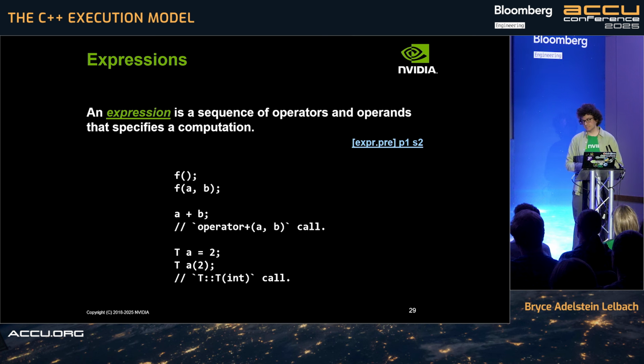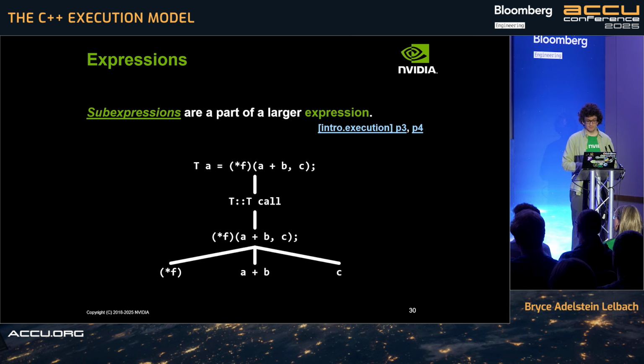So an expression is a sequence of operators and operands that specifies a computation. Sub-expressions are part of a larger expression. So for example, here we have a statement that declares and initializes a variable of type T. So it contains a number of subexpressions: a call to the constructor of T, an indirect function call, a dereference designating the function being called, and the expressions producing the arguments to the function call.